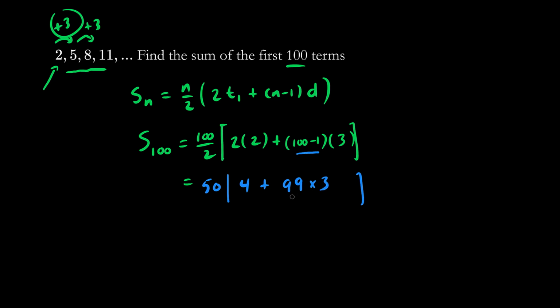And this happens to be 297 plus 4 becomes 301. So what's 301 times 50? And the answer is 15,050.